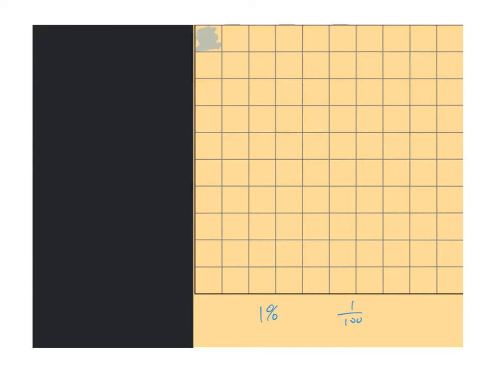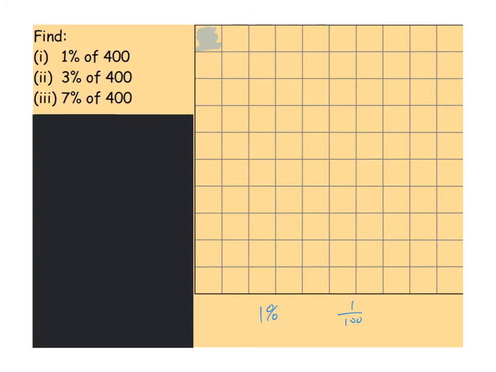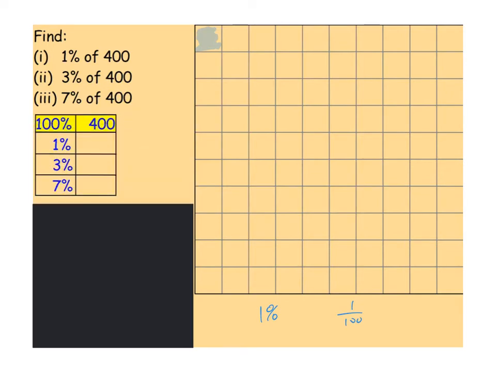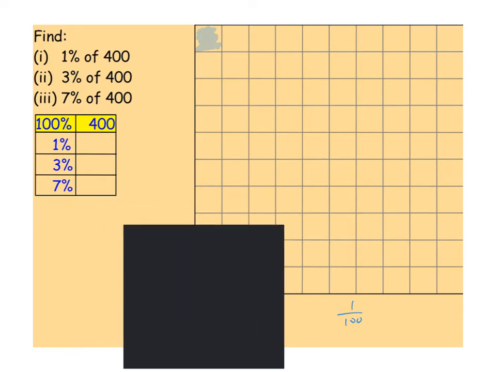So how can we use that to apply it to finding percentages of amounts? Well, let's have a look at these 3 questions. So we're going to look at finding 1% of 400, 3% of 400, and 7% of 400. Just to make life more straightforward, I've set that out in a table, but you don't have to do that. Right, I'll move this out of the way.